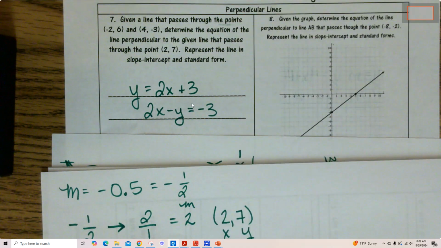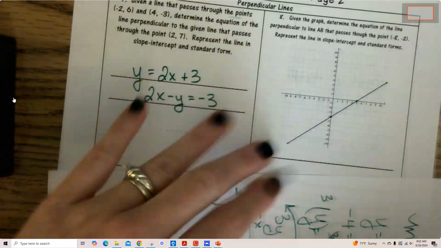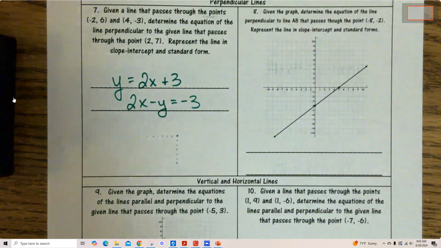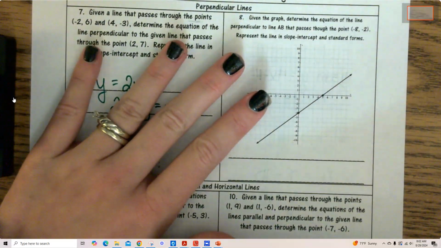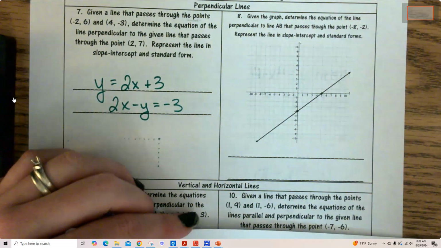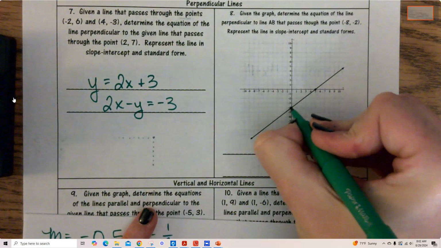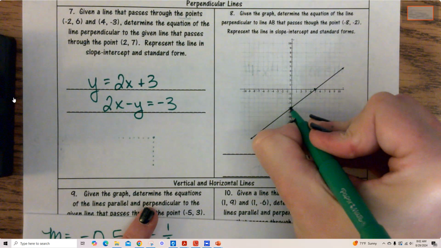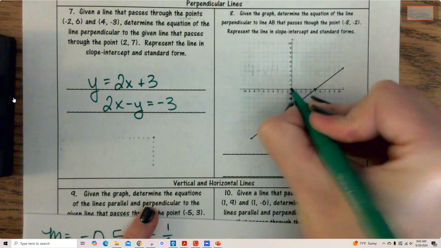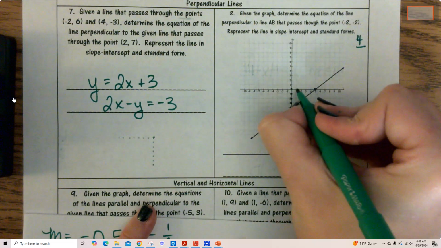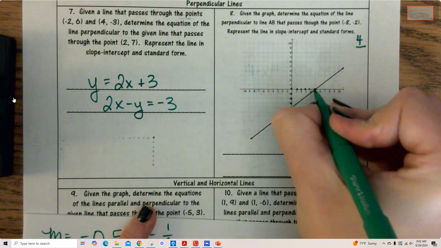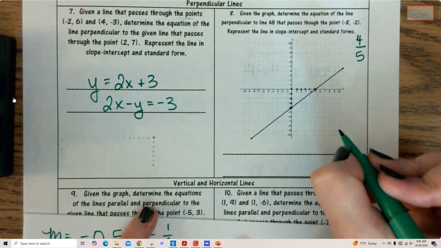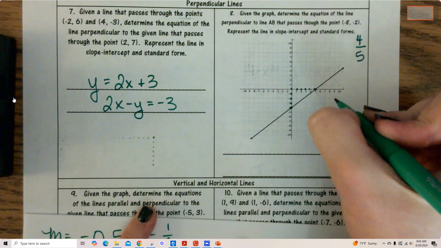All right, so your question is going to be number 8. Once again, I'm going to get you started on number 8 just because fractions do not type well into Edpuzzle. Given the graph, determine the equation of the line perpendicular. Again, all we need is the slope from this line. We're going up 1, 2, 3, 4, up 4, over 1, 2, 3, 4, 5. That's the slope of the given line.